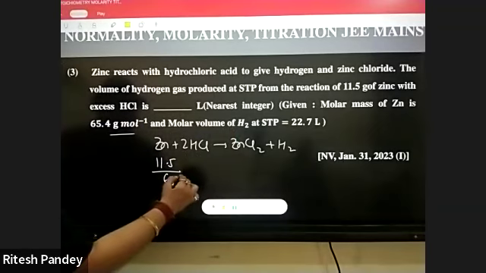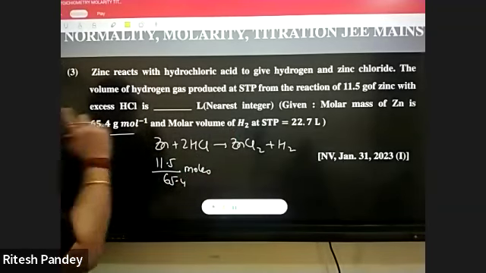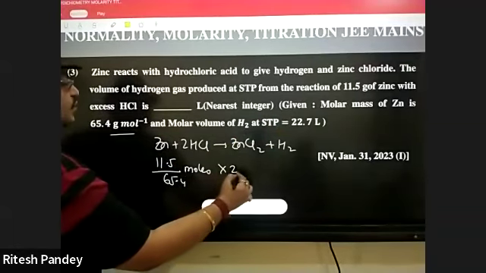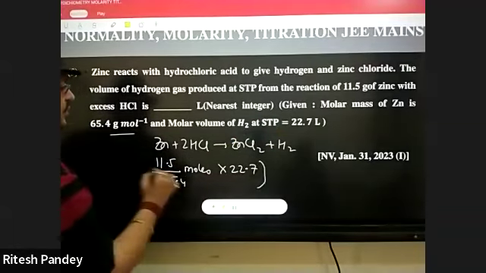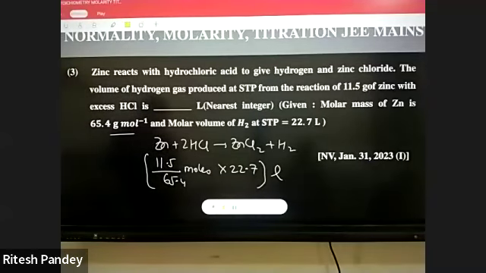11.5 upon 55.4. These are the number of moles. Now, these number of moles will give you the same number of moles of hydrogen. In this case, the molar volume is given as 22.7 liters. So this into 22.7 is all you need to do. I think this is all we need to do. Anything else? Have I missed out on something?